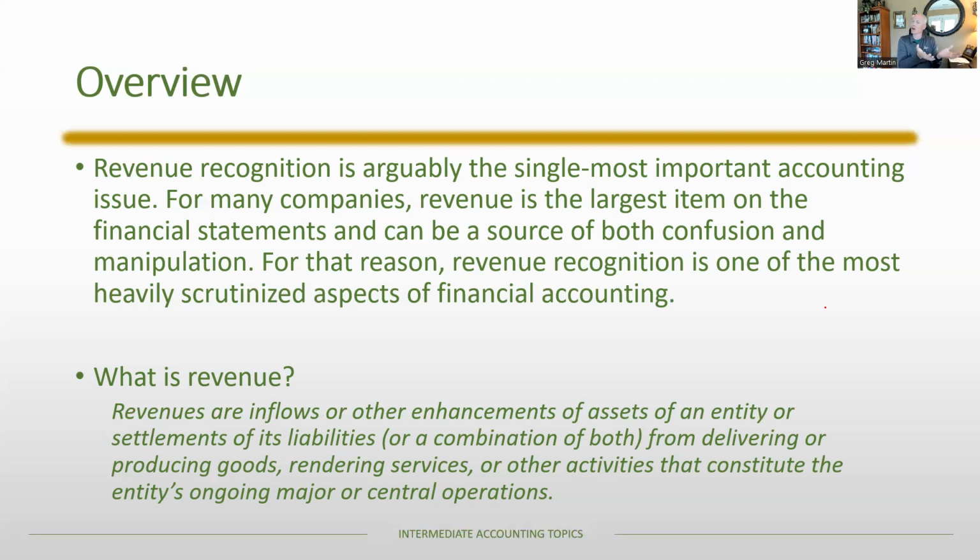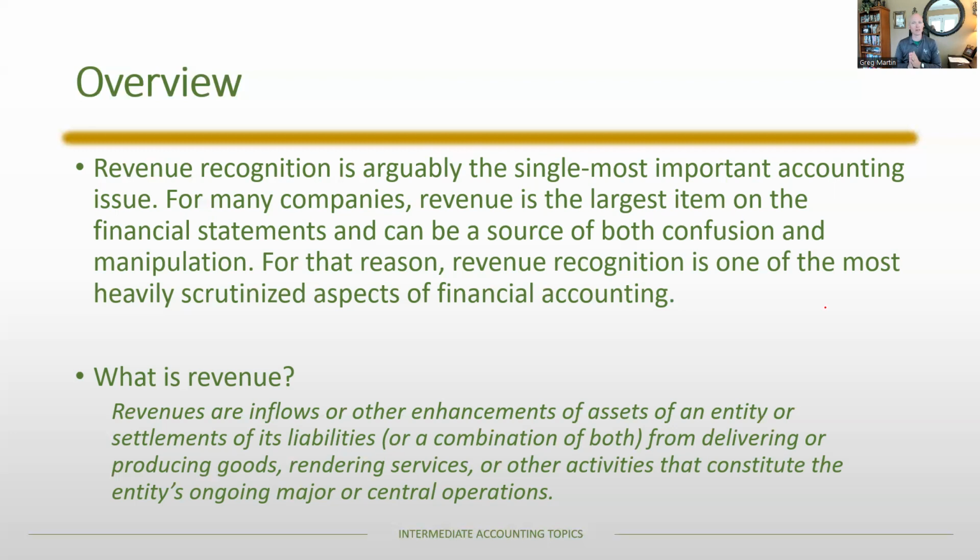But it's not always just that the assets are increasing. It could be a situation where those same activities are decreasing your liabilities. Really, it's the change in the net asset. So either assets are increasing, liabilities are decreasing, or both. But the key is the change in the net asset is being driven by delivering or producing goods, rendering services, or other activities that are major and central to the firm's operations. Anytime some activity meets that definition, then we have revenue.